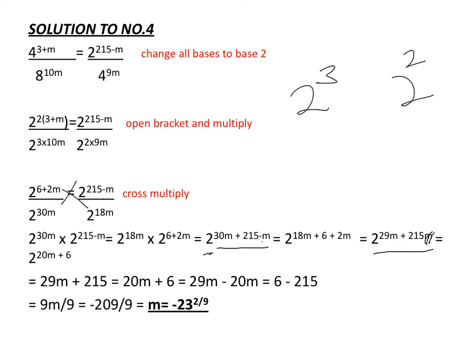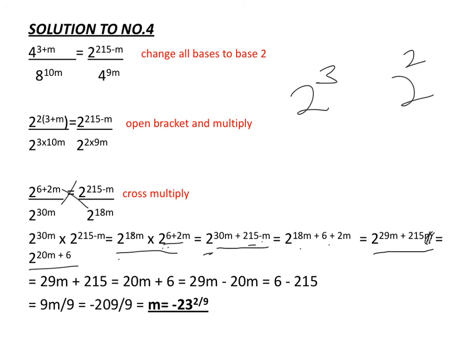This m will no longer be here. It is 215 minus m. So it will be 2 raised to power 29m plus 215 equal to 2 raised to power 18m times 2 raised to power 6 plus 2m, which is equal to 2 raised to power 18m plus 6 plus 2m. Since they are in the same base, 2, you just pick 2 and then add up the powers. So you have 18m plus 2m equal to 20m, then plus 6. And that is what we have here.